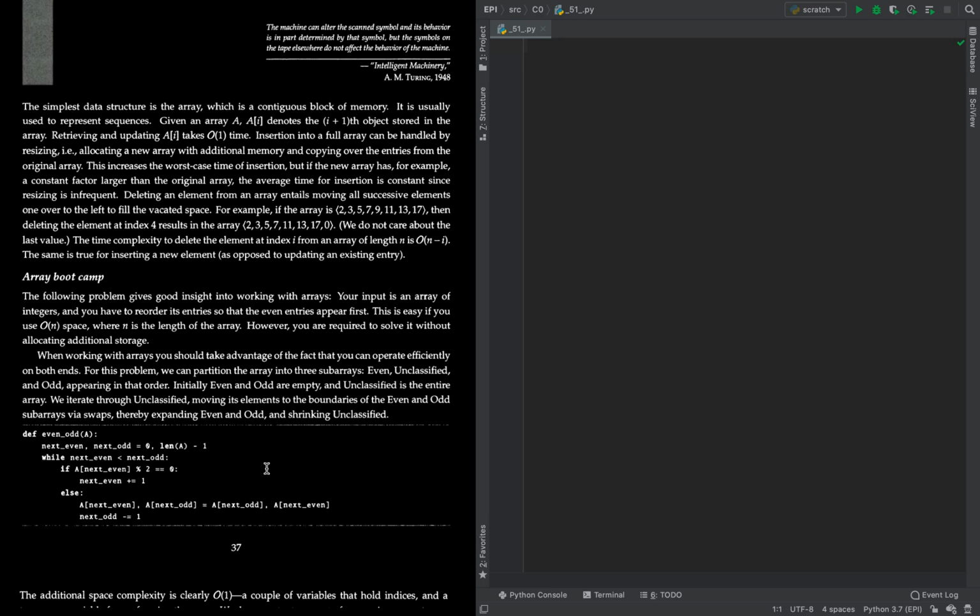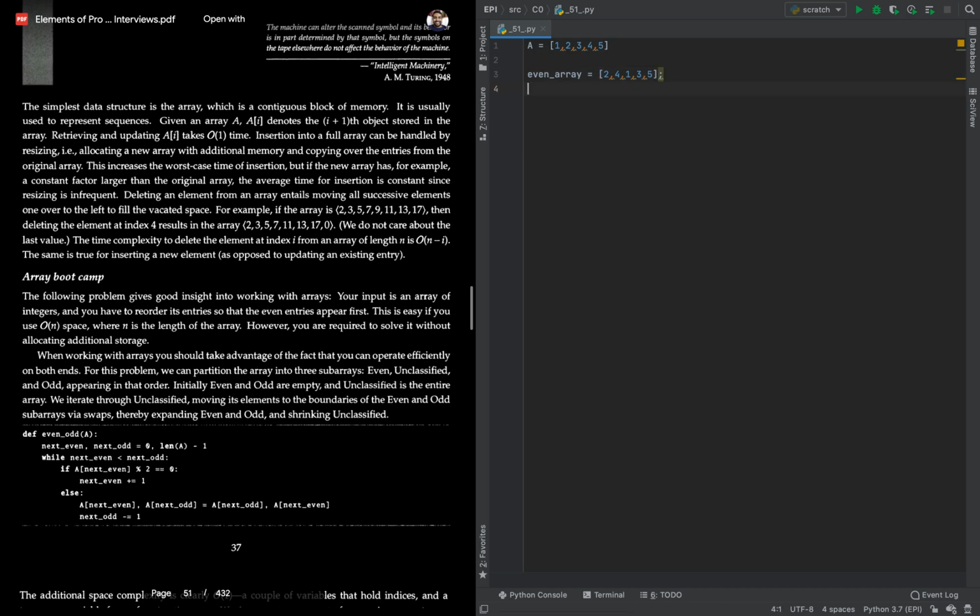So, Array Bootcamp. The following problem gives good insight into working with arrays. Your input is an array of integers, and you have to reorder its entries so that the even entries appear first. So let's say we have an array A that's 1, 2, 3, 4, 5. You'd want an even array that, given A, would turn it into 2, 4, 1, 3, 5.